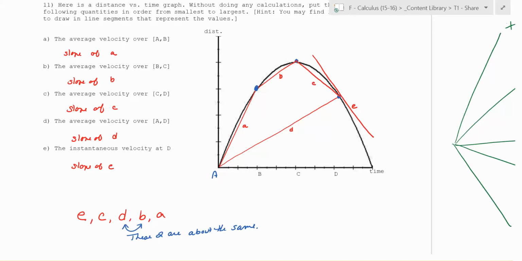So which one's the least? E. E is going to be the least because it's the steepest in the negative direction. And then are there any others in the negative direction? C, right? So E then C. And then which one's the smallest positive slope it looks like? B or D, right? It's hard.